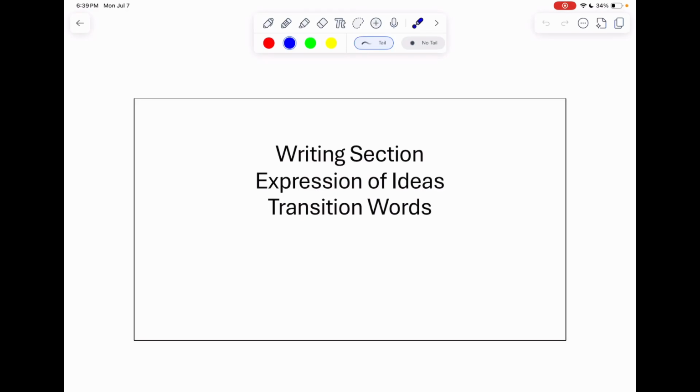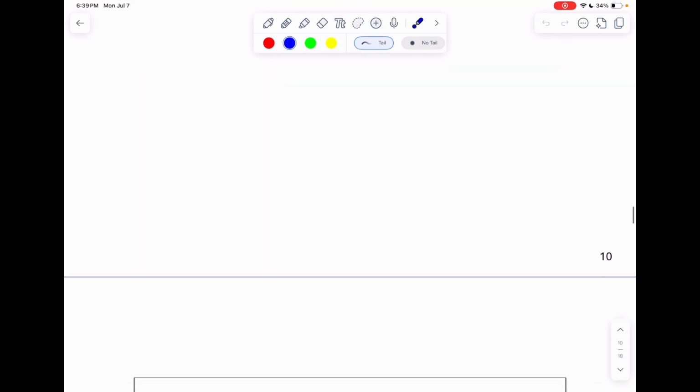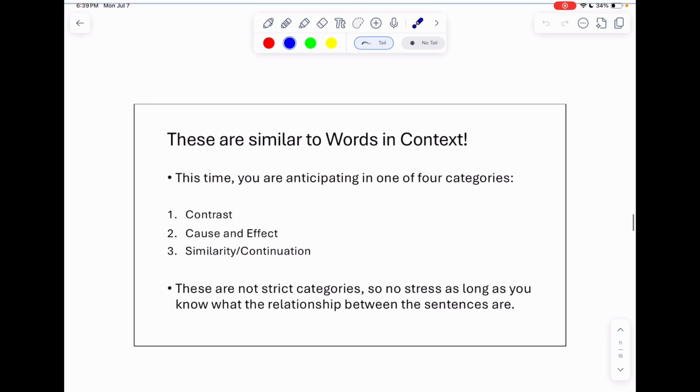Let's talk about expression of ideas transition words. This will be the second to last question type you see in the verbal section, so let's dig into them a little bit. If you've hung in there with me for the words in context video, if not, definitely go back and watch it. That's the first thing you're going to see in the verbal section.